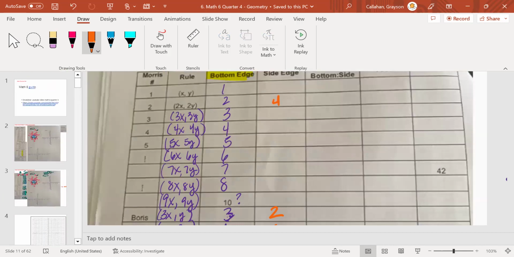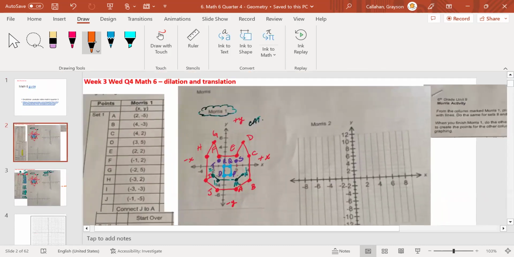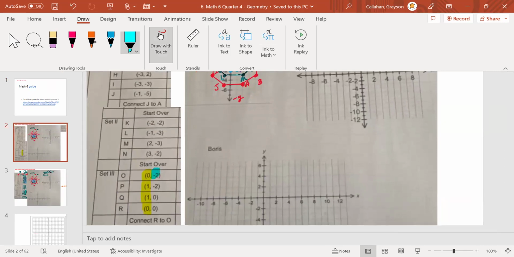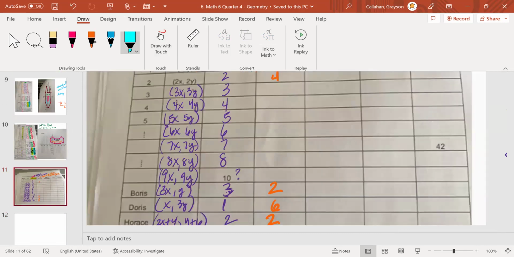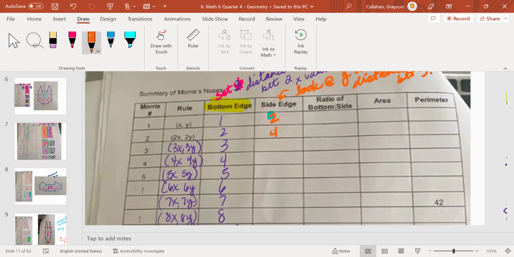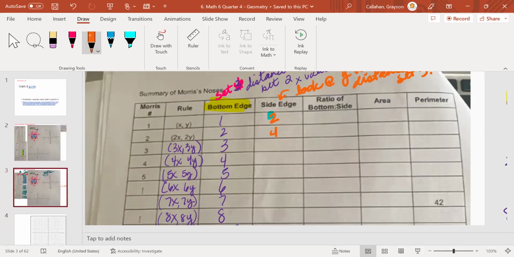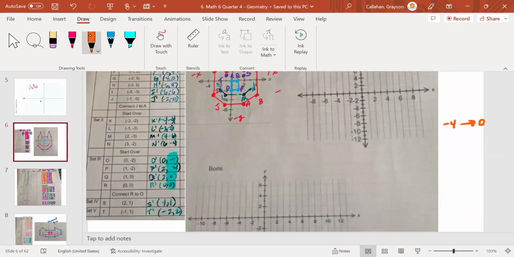Now let's take a look at Morris 1. Here is Morris 1, right? Look at set 3. What's the difference here? 2. Good. And that's Morris 1. So we'll put 2 here. Now, wait, I don't have Morris 2. I forgot what I did. Which one's this one? This is Morris 2. Okay, that's right. Let's take a look at Morris 3.